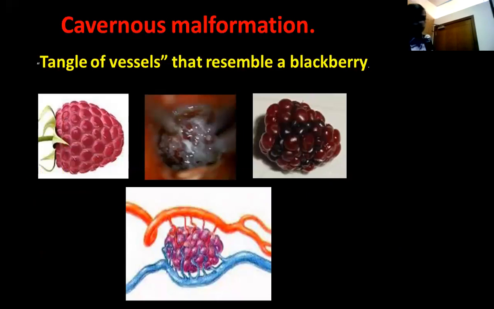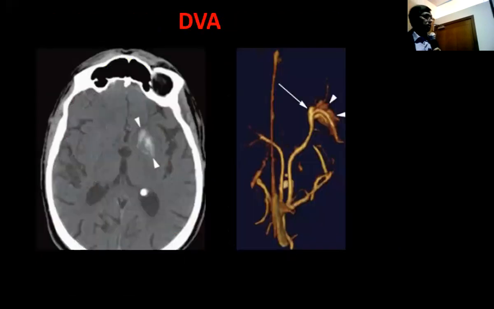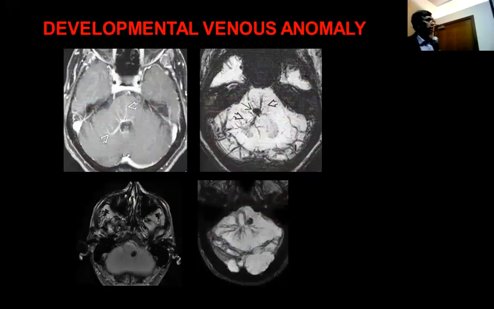It has feeders and everything, but we don't see it on angiogram. Capillary telangiectasia, like this one, is this type. And this, very important, DVA, developmental venous anomaly. This is a developmental venous anomaly, supratentorial, and it's taking its feeders and drainage. This is the septal vein, thalamostriate veins, and this is the developmental venous anomaly. And it's called Caput Medusa.